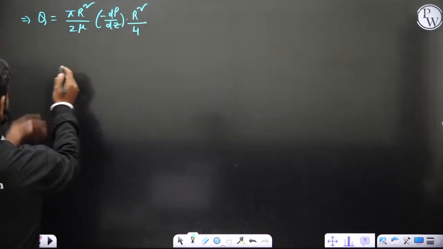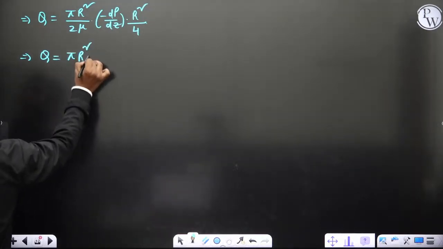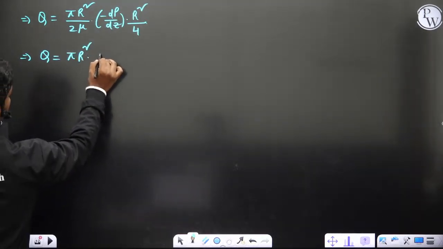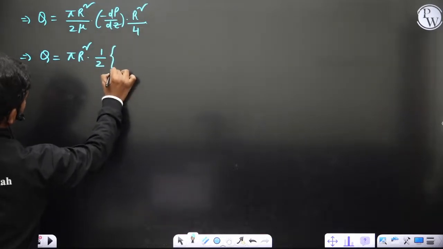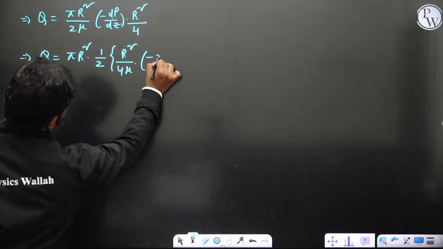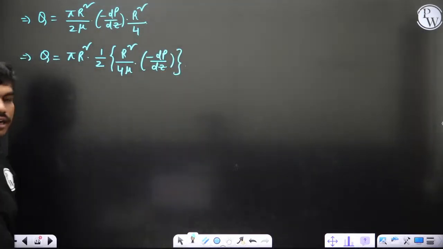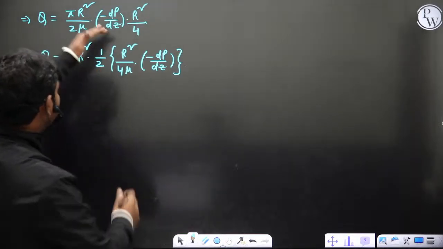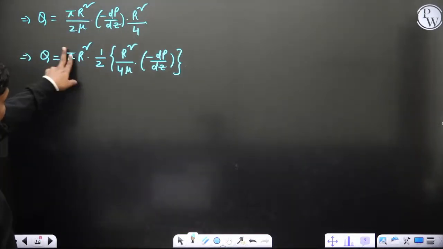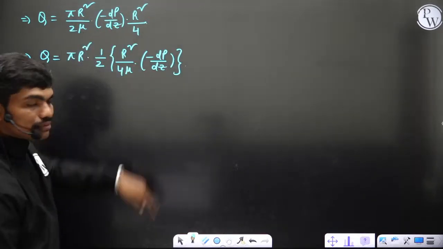If you slightly adjust the terms, let us see, q is equal to pi r square, okay, into 1 by 2 times of r square by 4 mu into minus dp by dz is what I can write. Correct? Yes or no? This expression is same as this. This pi r square I have pulled out, this 1 by 2 I have written separately, and this mu I have written as 4 mu r square minus dp by dz.